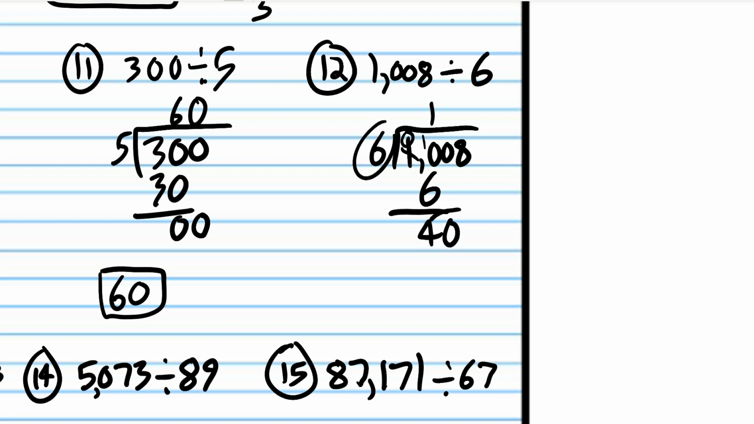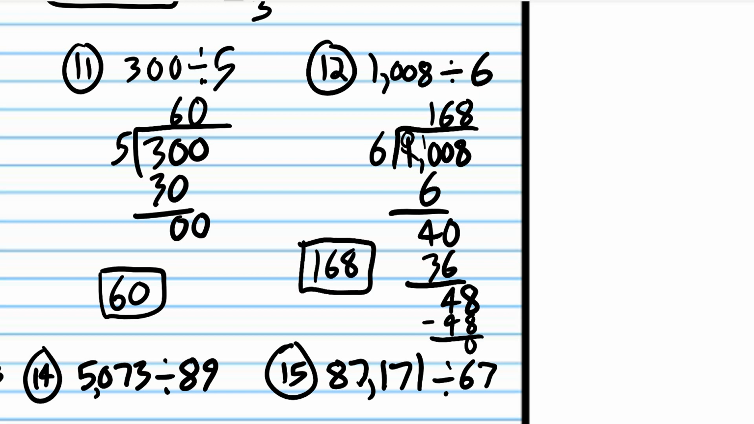How many times does 6 go into 40? It goes 6 times. And notice that I'm lining up my numbers. 6 goes into 40 6 times. 6 times 6 is 36. 40 minus 36 is 4. Then we're going to bring down the last number, the 8. How many times does 6 go into 48? It goes in 8 times. 6 times 8 is 48. Subtract, and your remainder is 0. Final answer, 168. If you got that problem right, pat yourself on the back. If you didn't, that's okay. We're going to do a lot more practice problems.